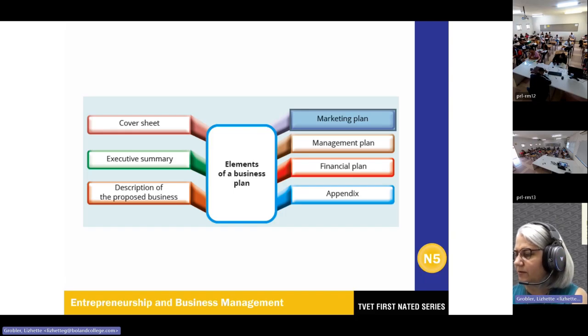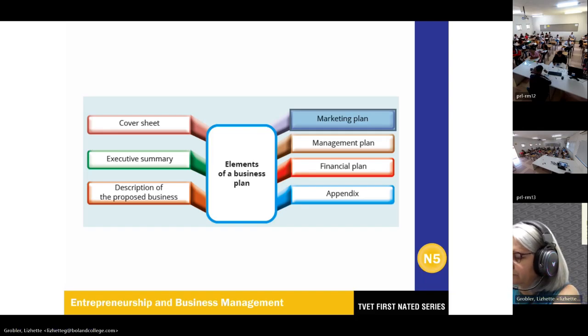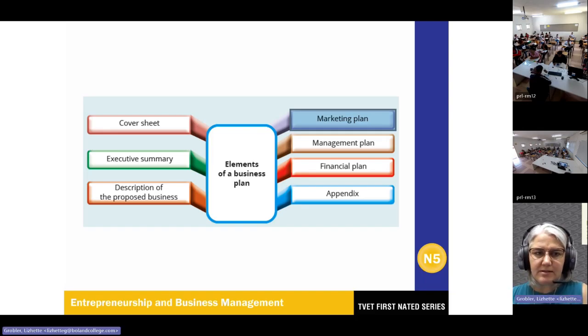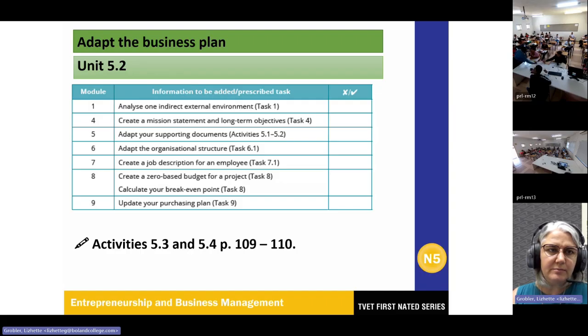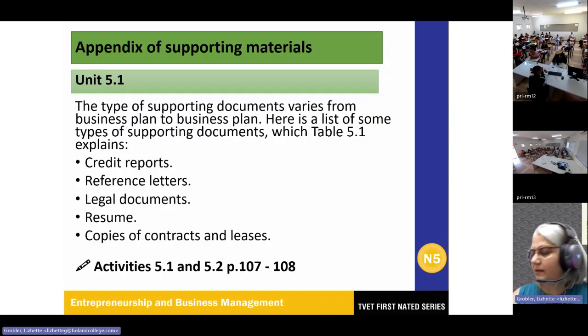Okay, so as we go through the modules, we will then just add that information to the knowledge that we have already. Okay, so we have the elements of a business plan. Then the next thing that we're going to look at is then to adopt this. No, sorry, that was not 5, it's 4. The appendix and the supporting material or documents.